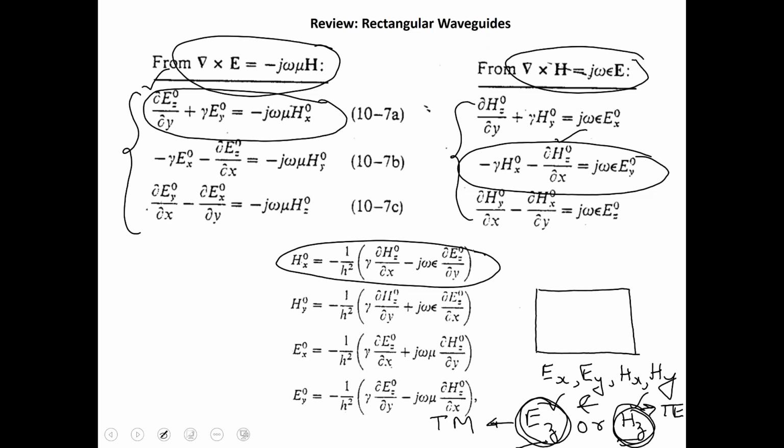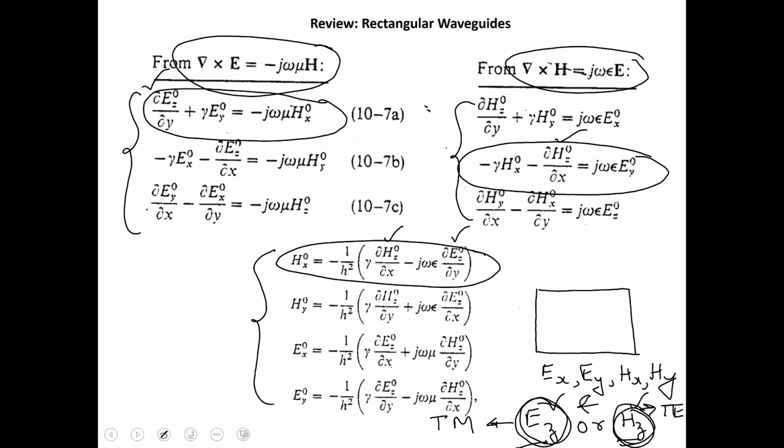Remember, only one of these two components would exist. If it is a TE mode, Hz would exist, but Ez would be zero. If it is a TM mode, Ez would exist, Hz would be zero. And similarly, we can derive four equations in the four transverse components of the field, E and H, in terms of the longitudinal component.